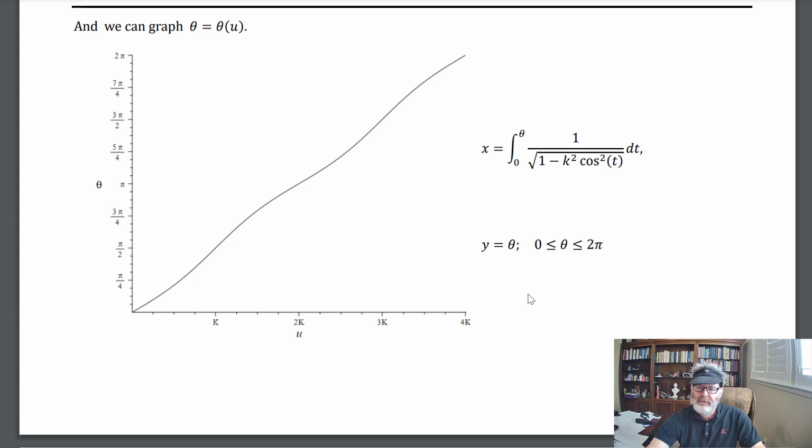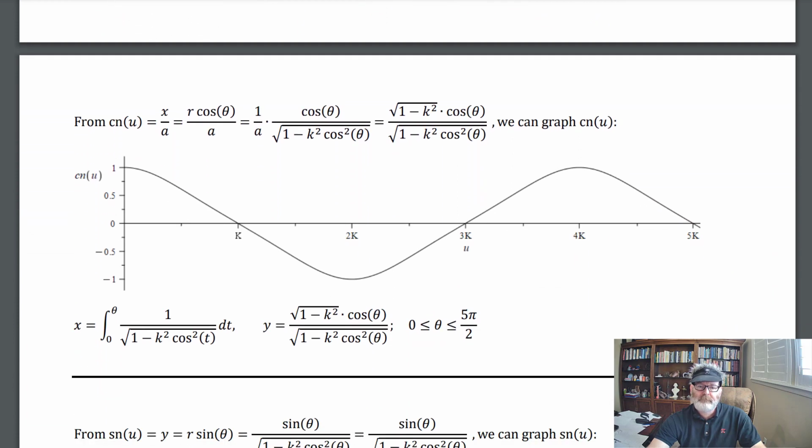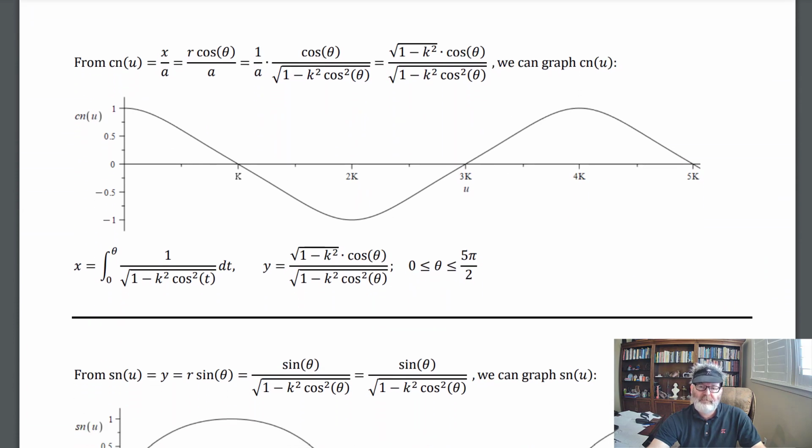From here, for the graphs, we can just use the definitions. Cn u is x over a, but x is going to be r cosine theta. And what was r? r was 1 over the square root of 1 minus k squared cosine squared theta. Then I'll put it all in terms of k. 1 over a squared is 1 minus k squared, so 1 over a is that square root. So here I have cn u in terms of theta.